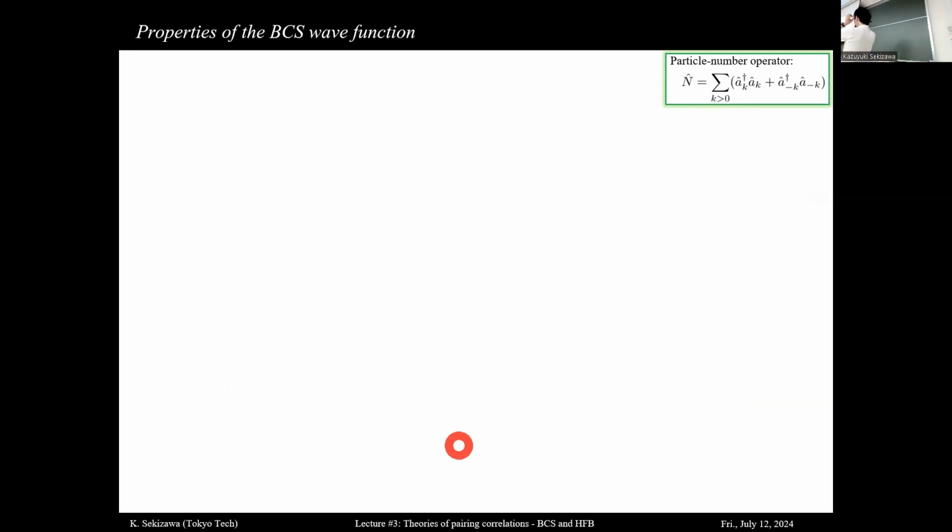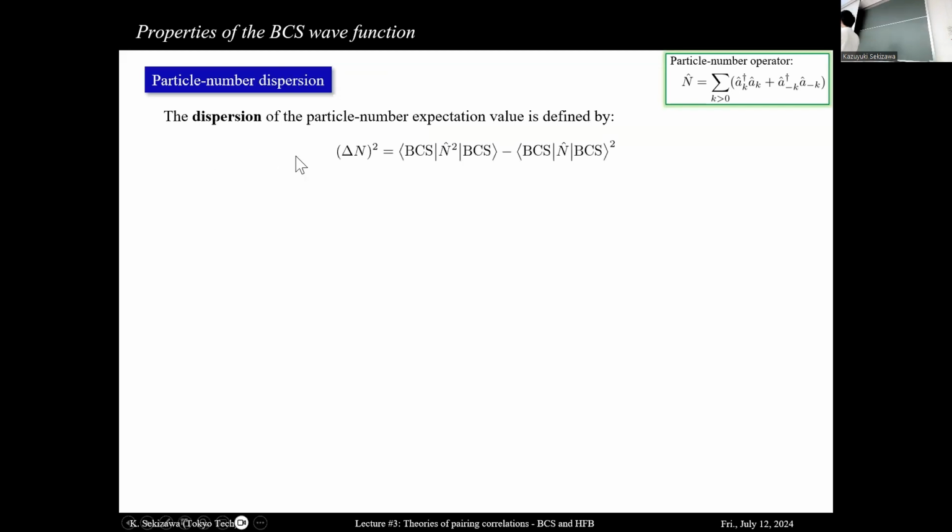And now let us calculate the particle number dispersion. As I mentioned, the BCS state is not a good particle number state, but a superposition of different even particle number states. So we can calculate the dispersion, which is defined by the expectation value of n squared minus the square of the expectation value of n. This is the usual definition of the dispersion, or delta n, the so-called fluctuation.